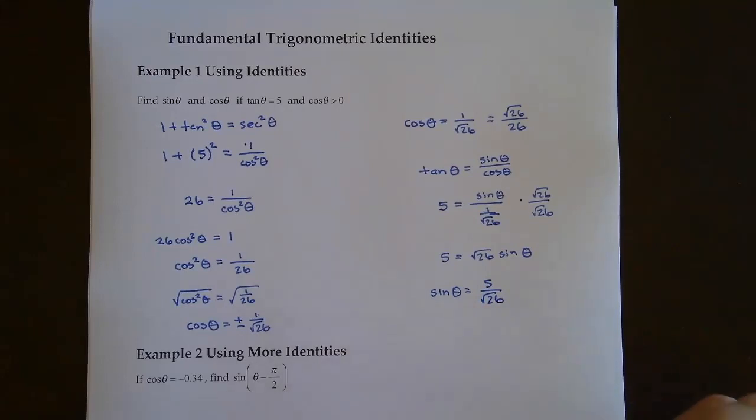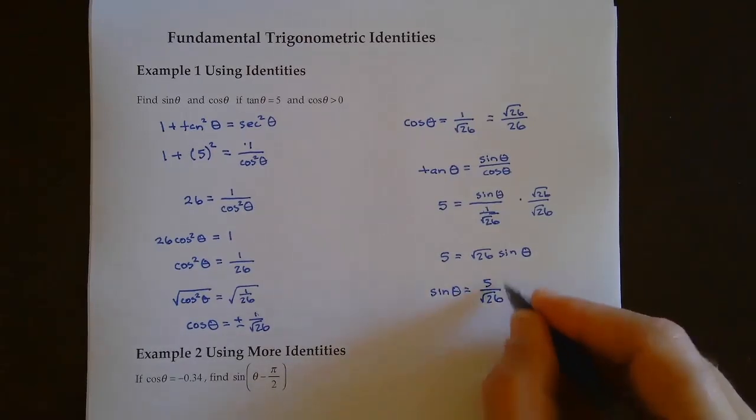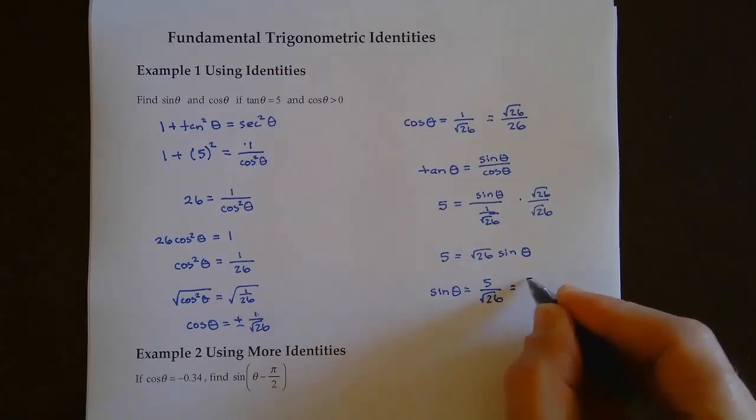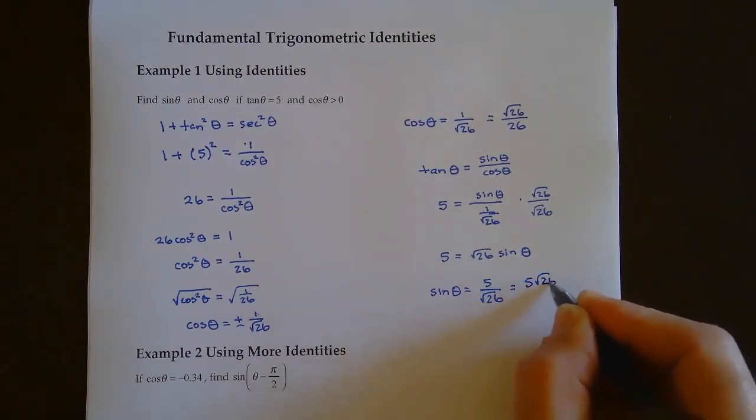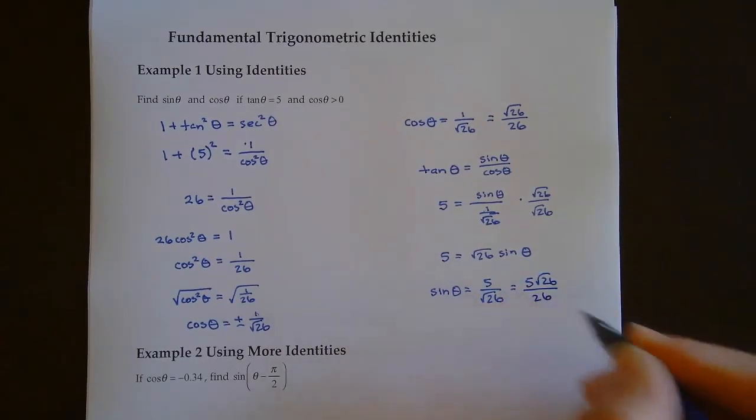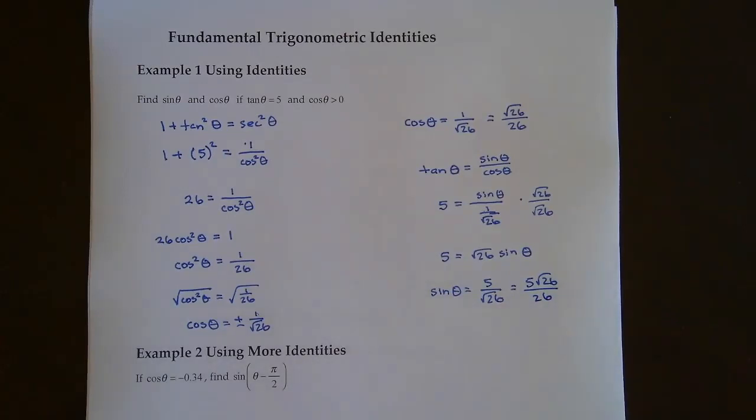Now I want you to simplify this, okay? Because that's a perfectly good answer, but it's not the best answer. It is the right answer, but it's not the best answer though. So I'm going to multiply top and bottom by the square root of 26, and that gives me 5 square roots of 26 over 26. And that's the best answer, okay?